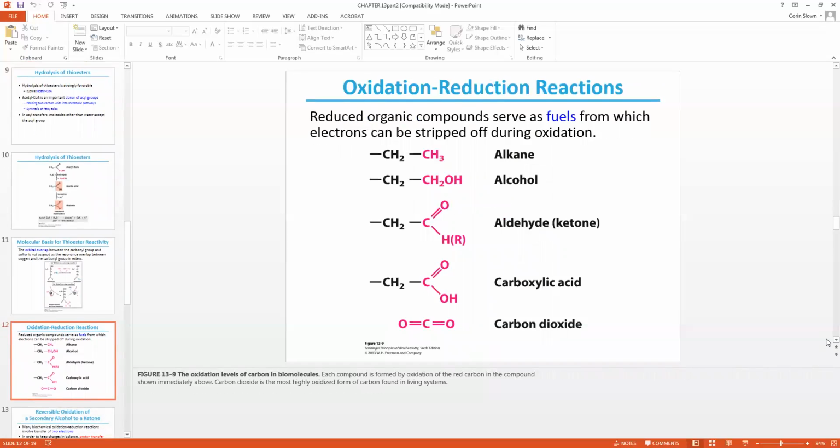The last thing we're going to talk about is oxidation reduction reactions. So these are reduced organic compounds that serve as fuels. So you can strip electrons during oxidation and shuttle them elsewhere.